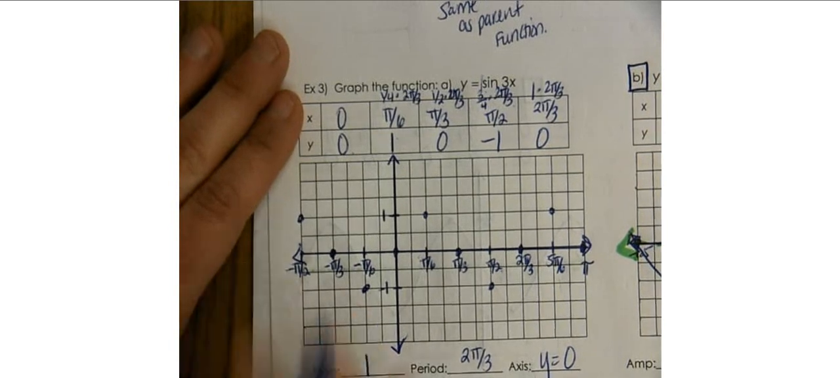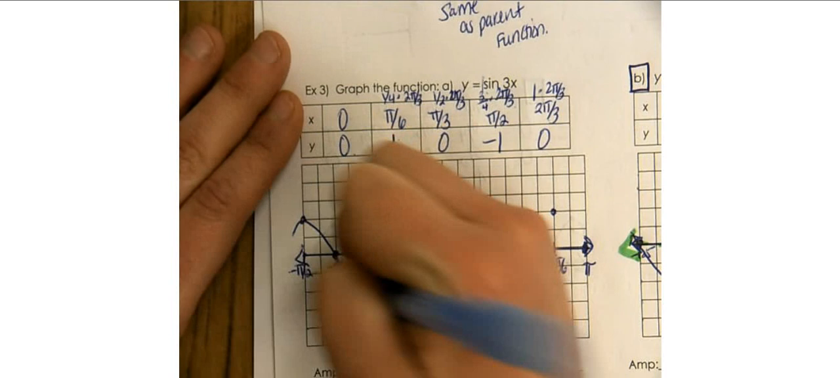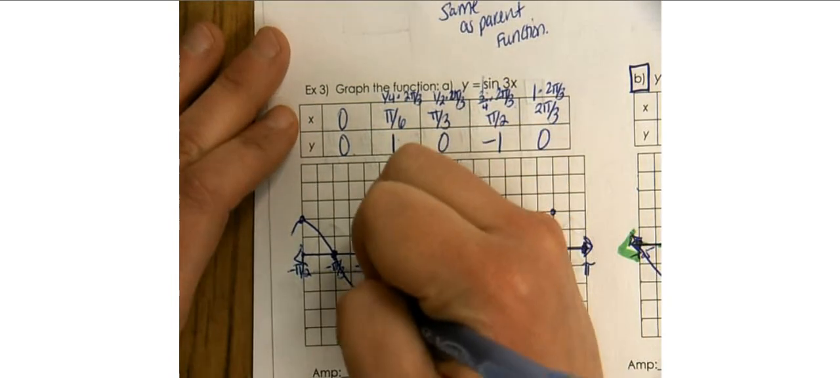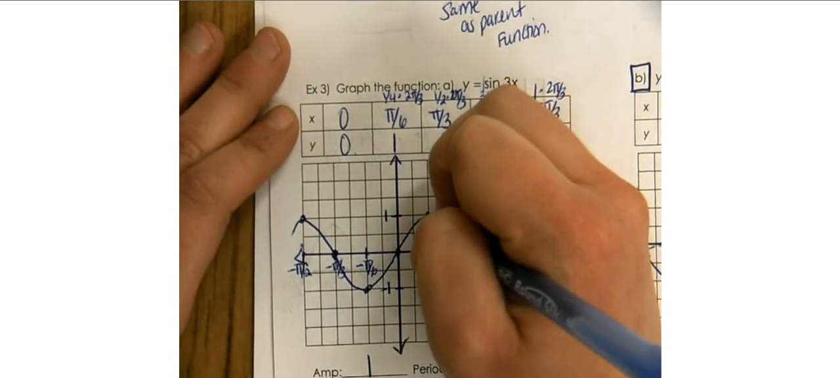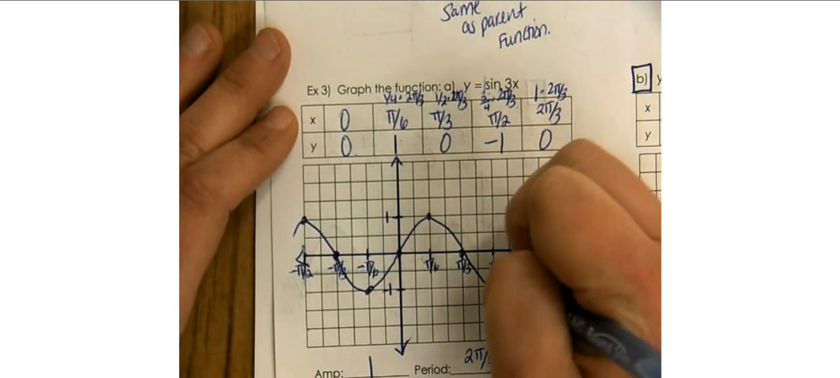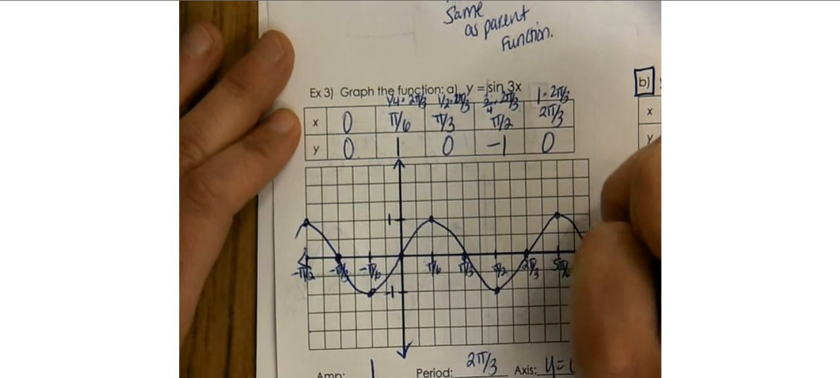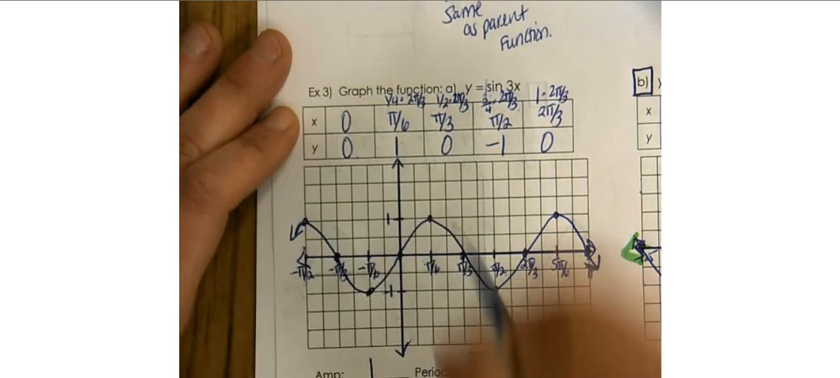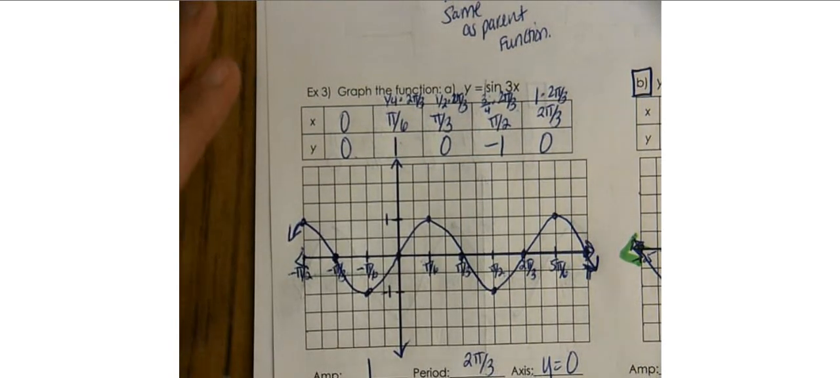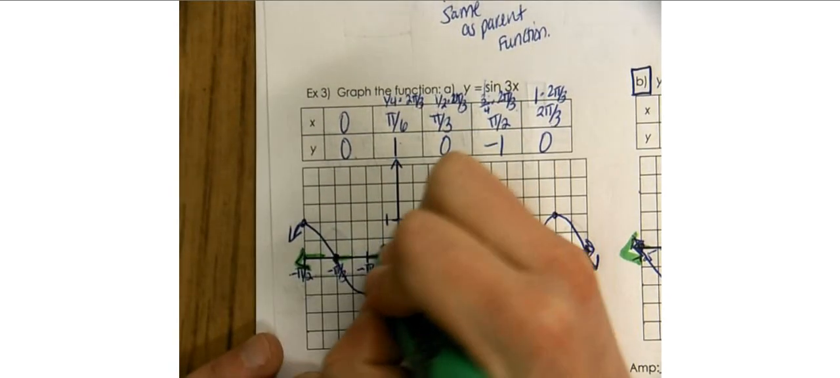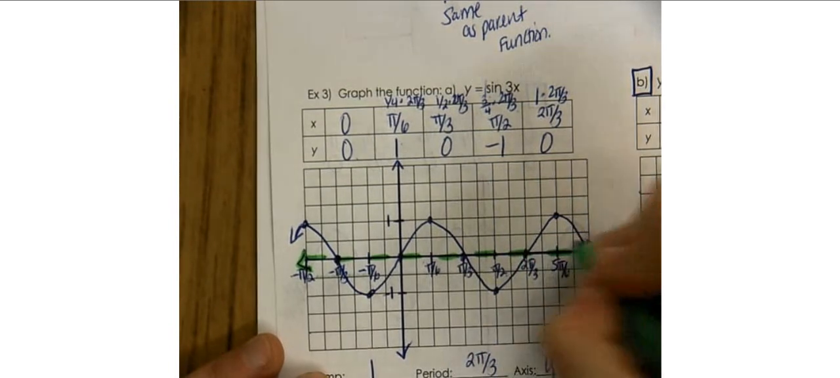Now that I have all of my points plotted, I'm going to draw a smooth curve going through all of my points, making sure my end behavior is appropriate. Then I'm going to take out my highlighter and draw in my axes. Axes are always dashed.